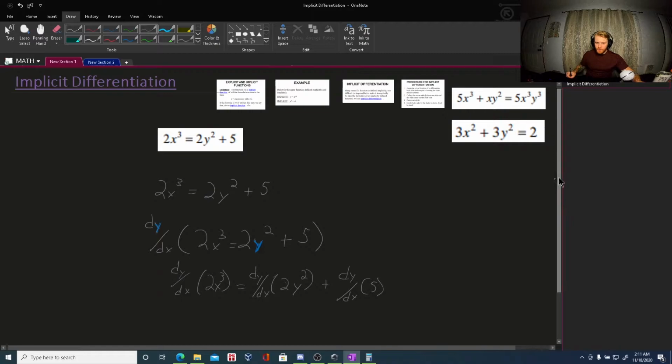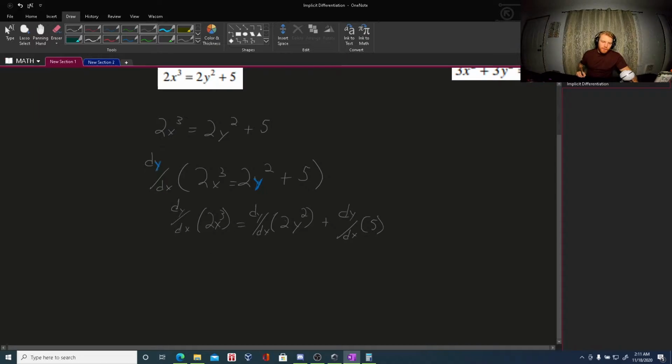Okay, so the derivative of 2x cubed is 6x squared, equals the derivative of 2y squared, which is 4y, and we're going to multiply that dy dx right there. So continuing on, it's a constant, so 0, given normal differentiation rules here.